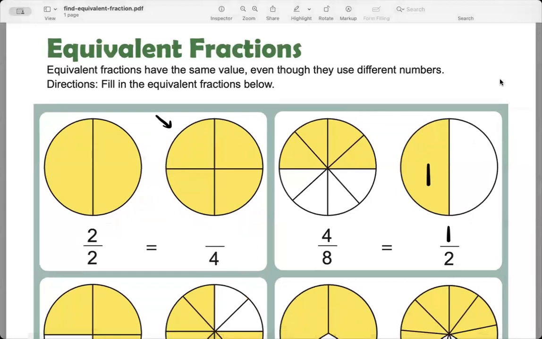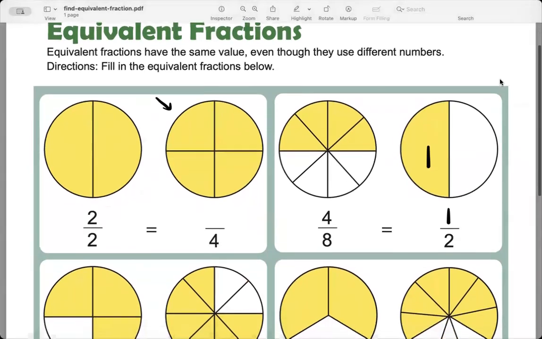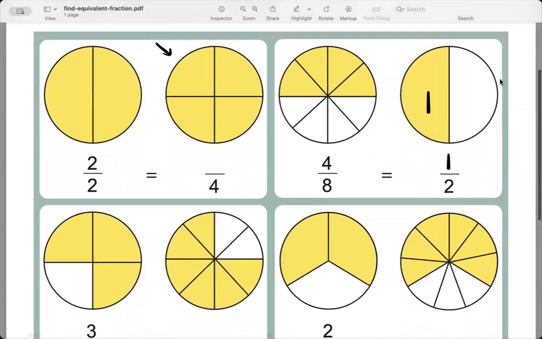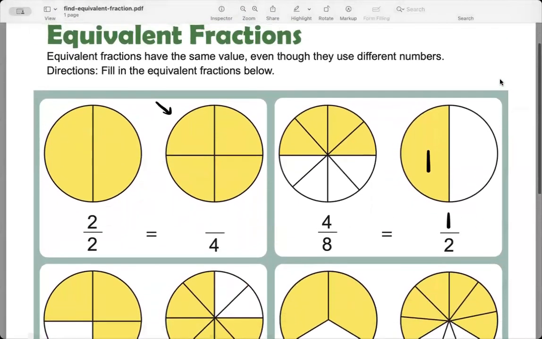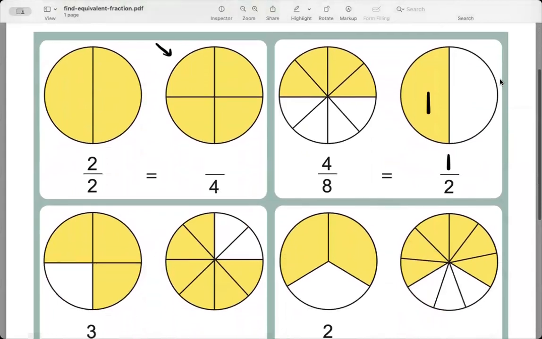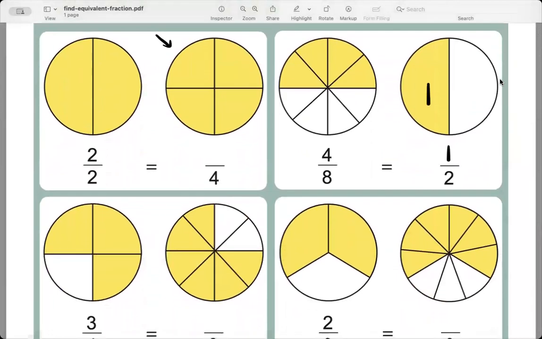Equivalent fractions. Equivalent fractions have the same value, even though they use different numbers. Our directions are to fill in the equivalent fractions below. So after discussing what equivalent fractions are, we want to figure out how we can create equivalent fractions. The first step to do this is by using the pictures, or the pies.